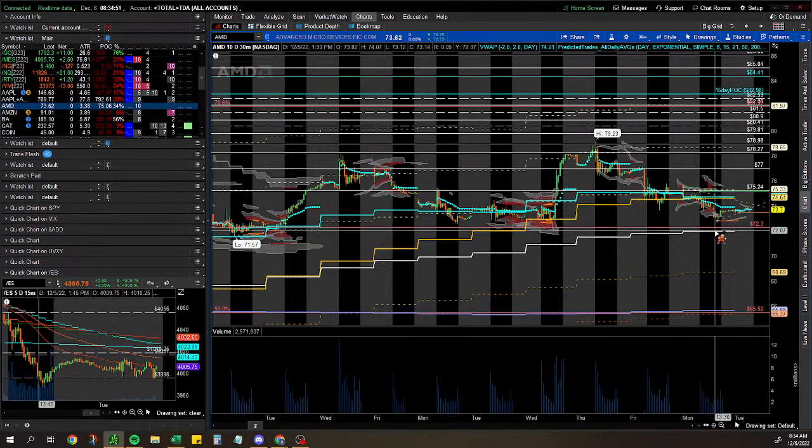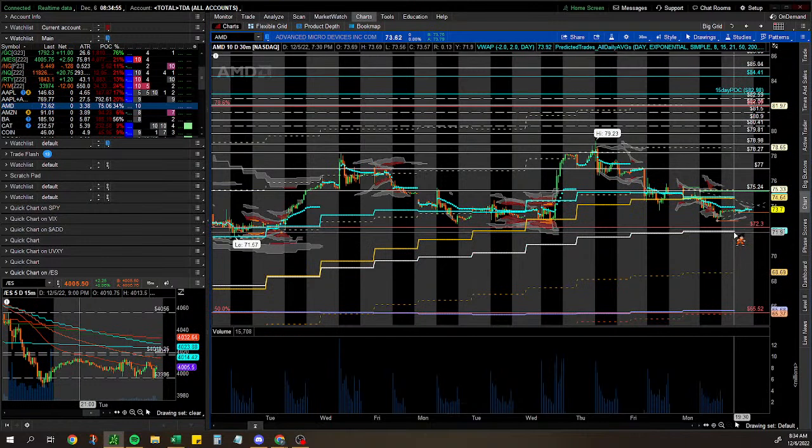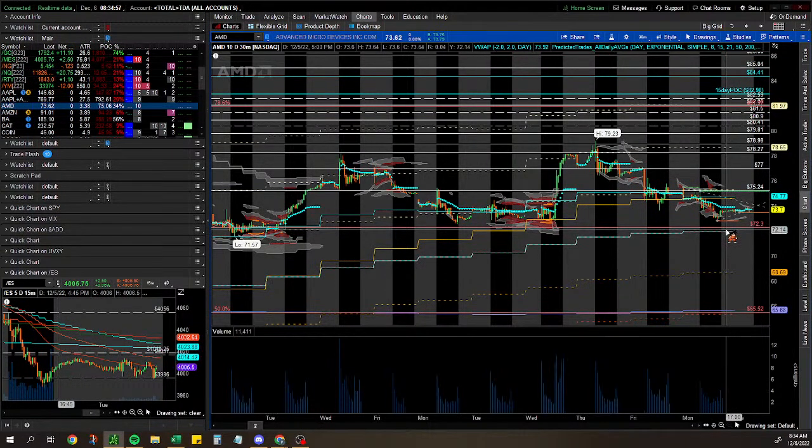But for those bears out there that think we might be giving out and heading back down, if we give out the daily 21 on some of these names, the daily 50 should be your overall target on maybe a weekly or 2-week time frame.